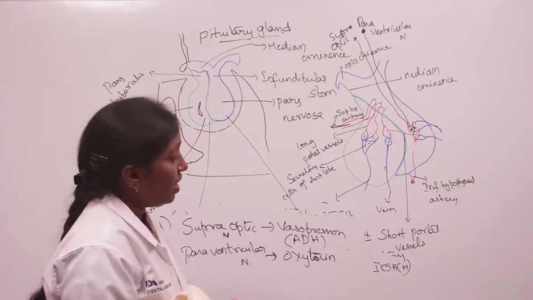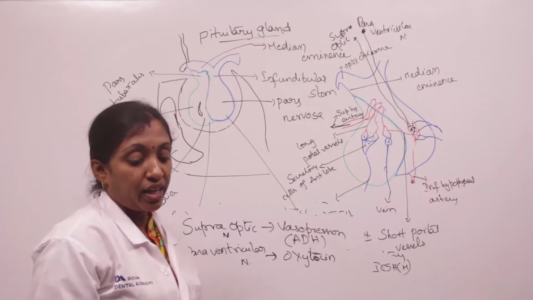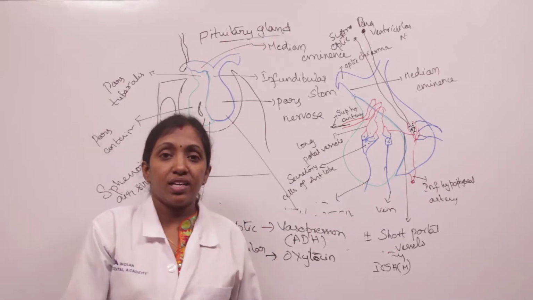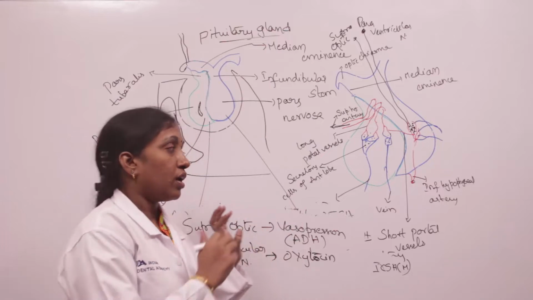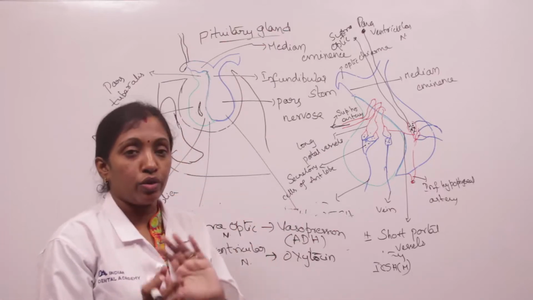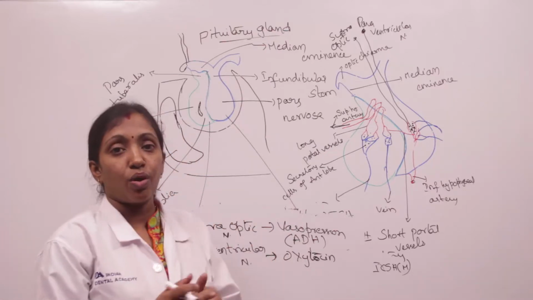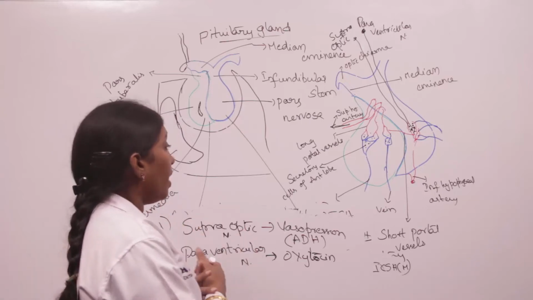So that's about the pituitary gland. The pituitary gland is otherwise called the hypophysis cerebri. In exams we may get a question on the hypophysis cerebri, so we should remember that the pituitary gland is otherwise called the hypophysis cerebri. That's about the pituitary gland.